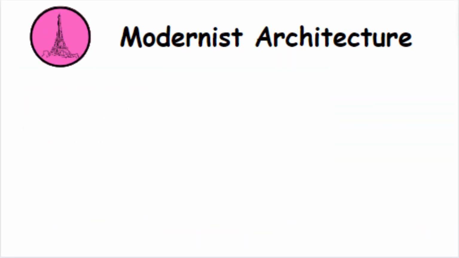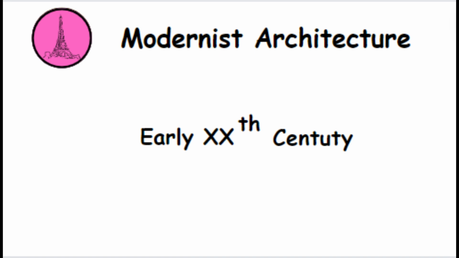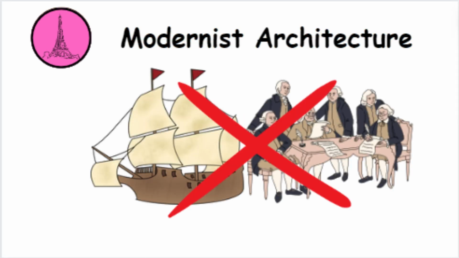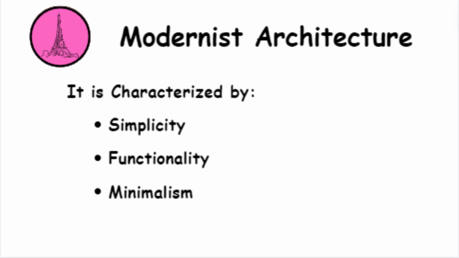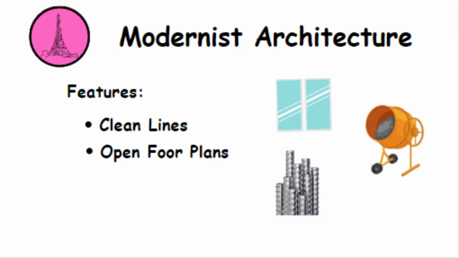Modernist architecture. Emerging in the early 20th century, modernist architecture broke away from historical styles and embraced new technologies, materials, and design principles. Characterized by simplicity, functionality, and minimalism, modernist buildings often feature clean lines, open floor plans, and the use of industrial materials like steel, glass, and concrete.